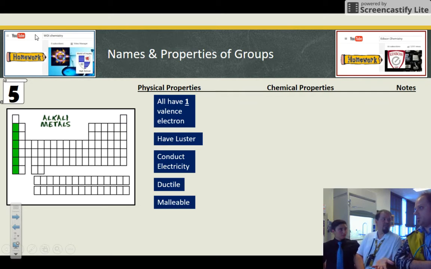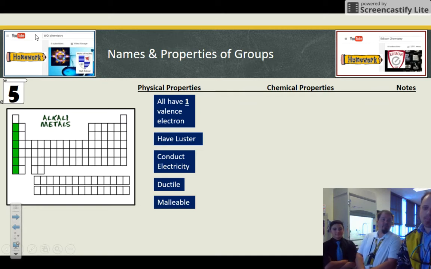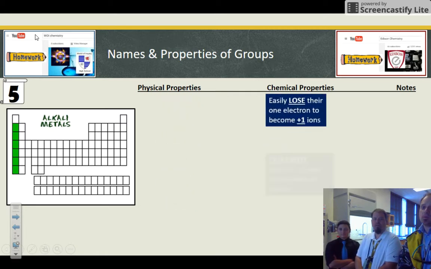Can we define ductile and malleable quick? Ductile: you can draw it into a wire. Malleable: you can pound it into a sheet, pound it flat. Luster is the scientific word for shiny. Conduct means to allow to pass through, so we let electricity pass through. Okay, good. Chemical properties of said alkali metals.